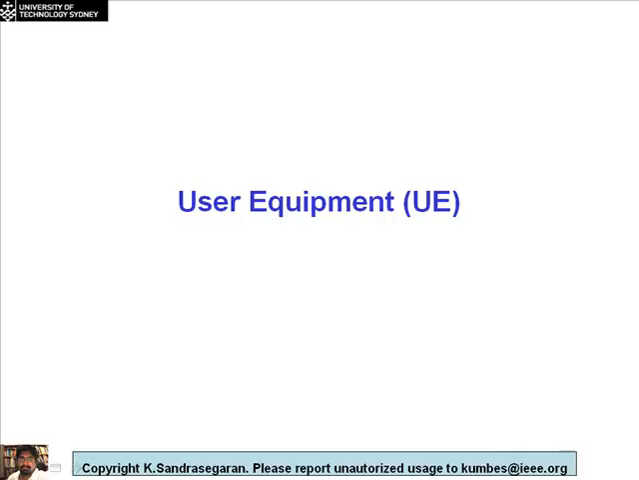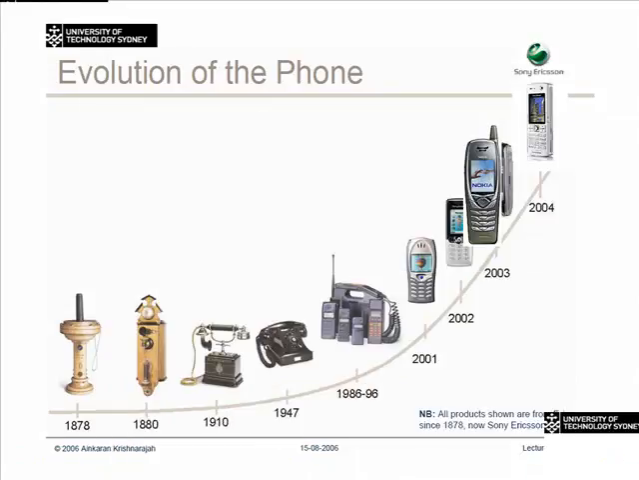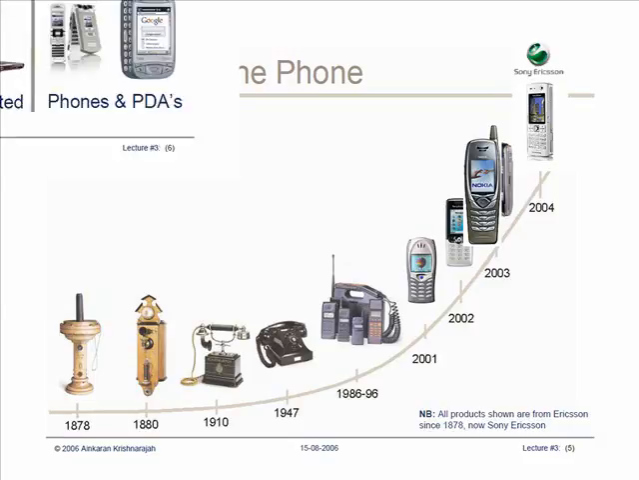Okay, the first component in the UMTS network that we're going to have a look at is the user equipment. Now, Angaran has already talked about this a little bit in the first lecture, where we've seen user equipments gone from very simple boxes to very complex devices today, and they're continuing to become more and more complex.